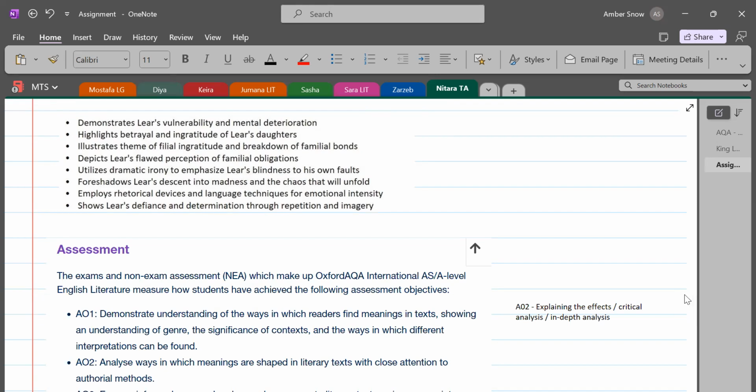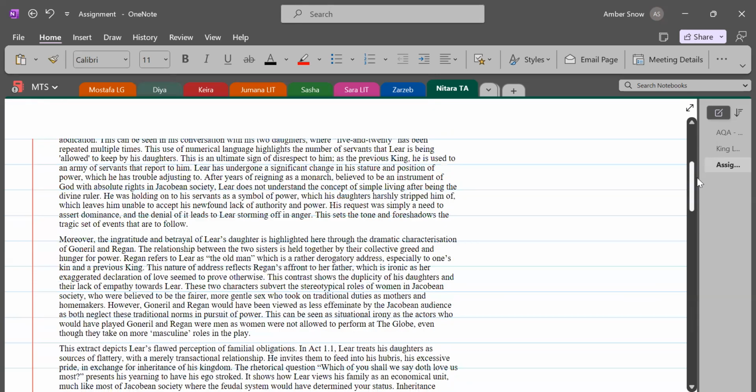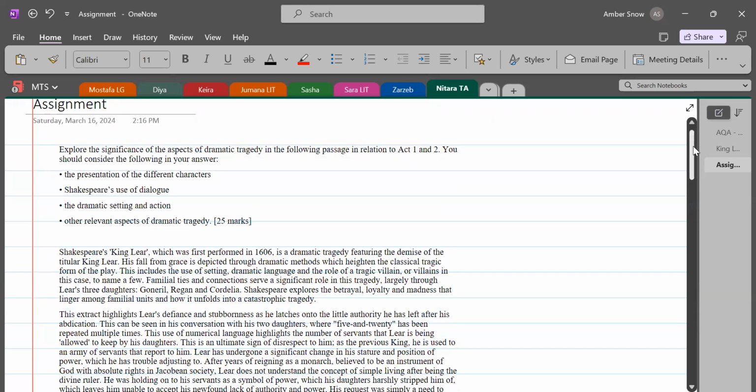That is something you can discuss as a point, as a paragraph yourself, and say that Act 1 and Act 2 set the tone for the downfall. You can have one whole paragraph over there, or you can choose to add it to your conclusion paragraph.